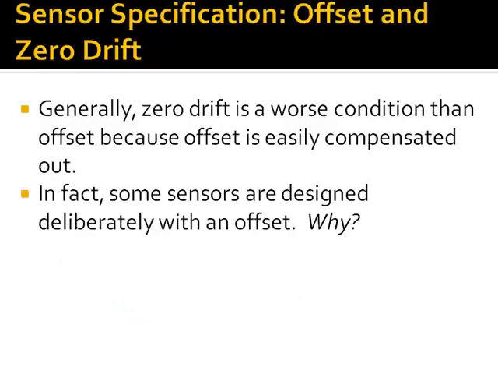Zero offset is not necessarily that bad of a thing. As long as you don't have very much zero drift, then you can know the amount of zero offset and you can compensate for it. In fact, some sensors are deliberately designed to have some zero offset so that you can tell if something is wrong with the sensor if you get a zero output.